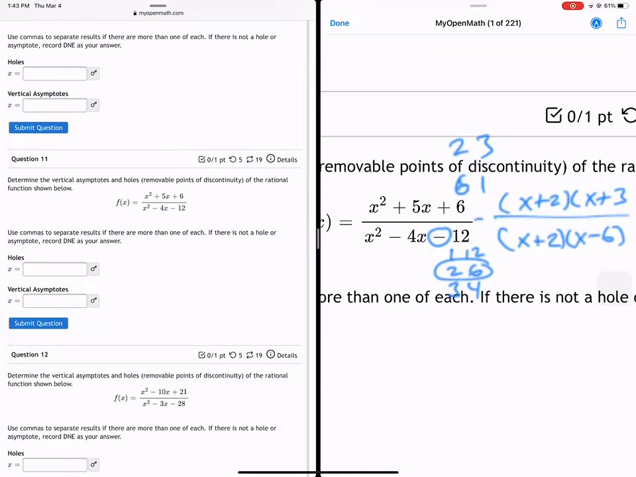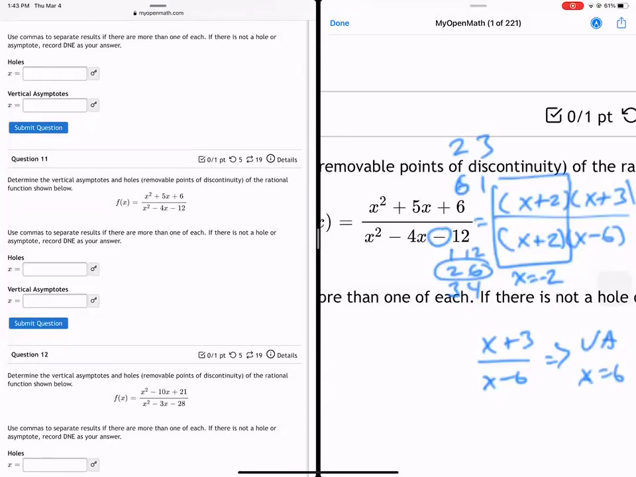Perfect. This leads us to see that there are terms that are going to divide out. And we have a hole at x equals negative 2. That's where our hole is. Our leftover factors will be x plus 3 over x minus 6. We have a vertical asymptote at x equals 6. In some of these problems you have to factor yourself, and it makes the problem a lot easier.